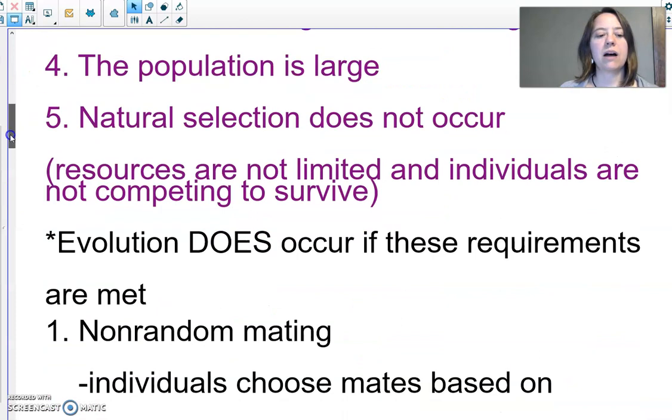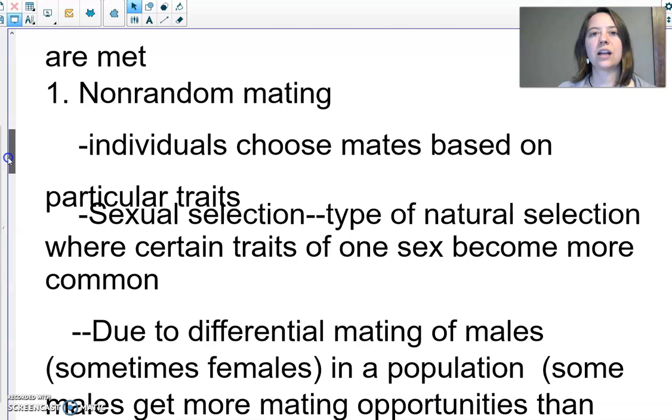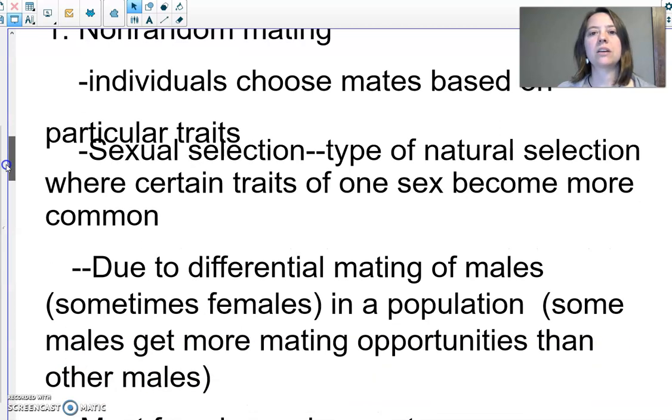And we started talking about the 5 requirements for when evolution does occur. First one was non-random mating, where some individuals have more opportunities to mate and have offspring, and then their traits and alleles become more common in the population. And we know that the change of frequency of alleles in a population is evolution. Sexual selection is one type, where males with certain traits will compete with each other, and one of them will have more mating opportunities.